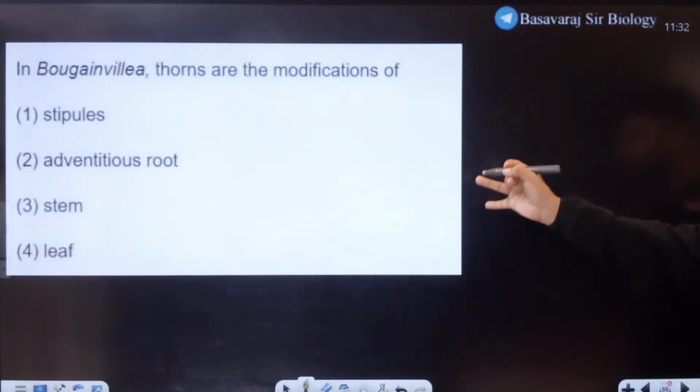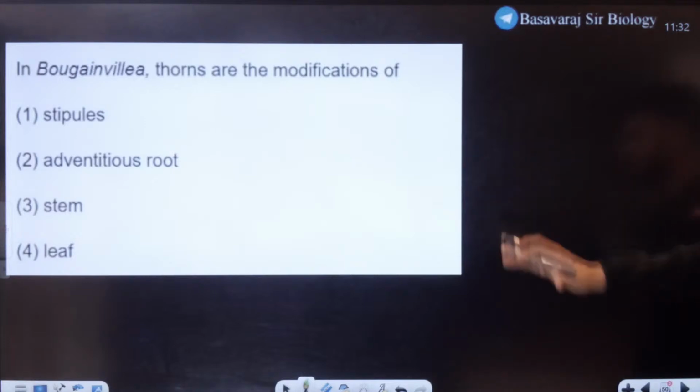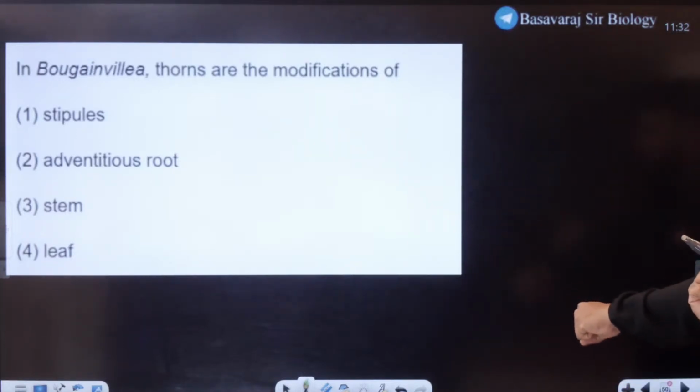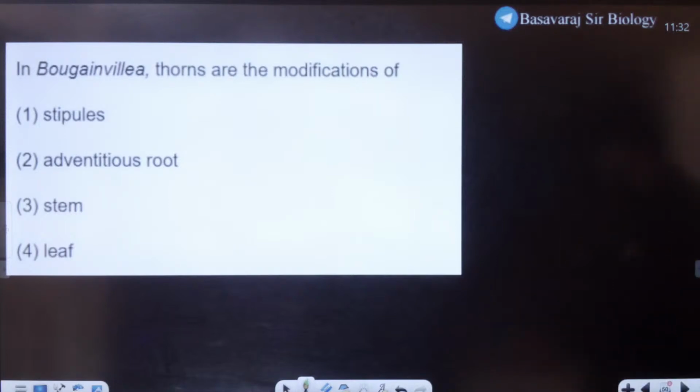Now students, I want the answer to this question in 0.1 seconds. Go quickly. In bougainvillea, thorns are modification of what?